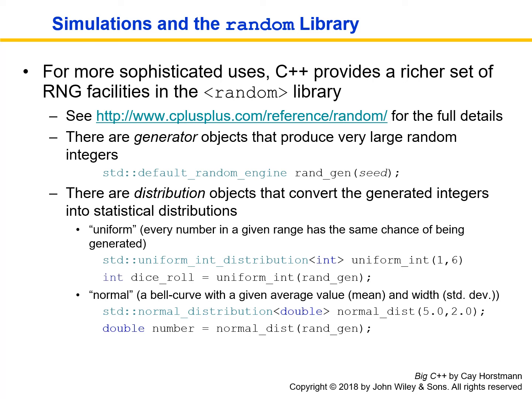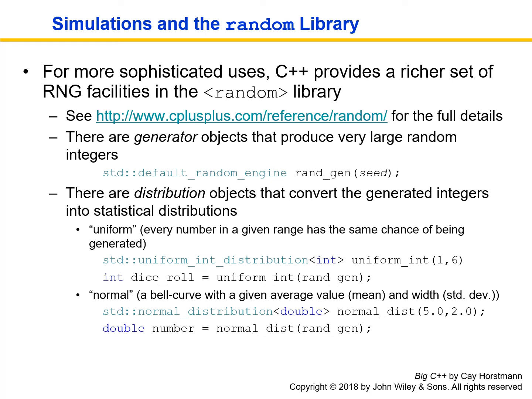But the basic idea is that there are generator objects that produce very large random integers. Default random engine is not a whole lot better than rand from the C standard library. It's a little bit better. But there are some other ones like the Mersenne twister that I use for professional simulations for my research that are much, much better random number generators than what you get from the C standard library.